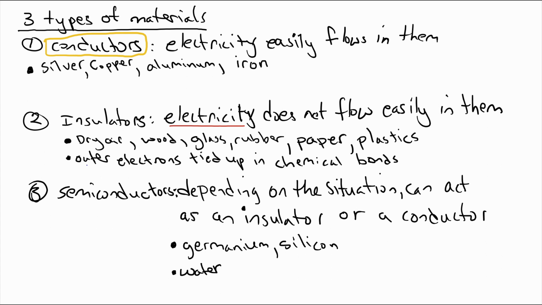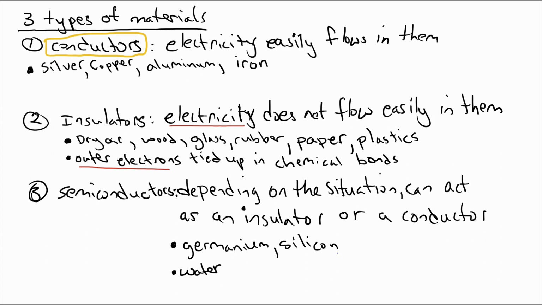And so what I say here is the outer electrons, and remember there were like 29 in copper here. The outer electrons in an insulator are usually tied up in what's called a chemical bond, and so cannot move around easily. And then we have a third class of stuff called semiconductors, and depending on the situation they can act as an insulator or a conductor.